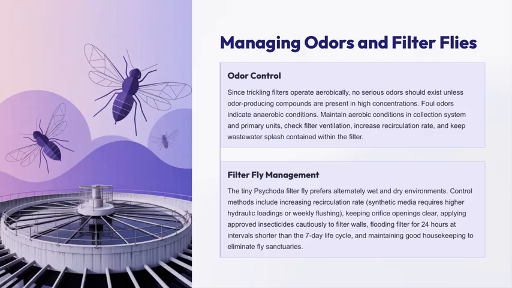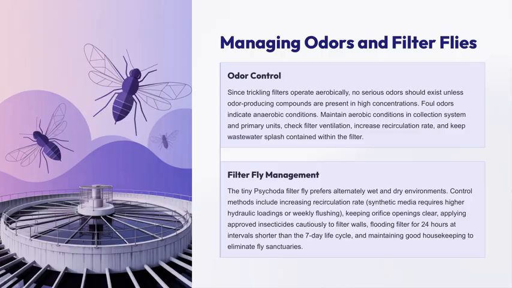Applying approved insecticides carefully to the filter walls can help, but should be done cautiously. Flooding the filter for about 24 hours at intervals shorter than the fly's 7-day life cycle can significantly reduce their population. And finally, good housekeeping practices are essential. They help eliminate fly sanctuaries and prevent infestations. All these measures are interconnected, and by managing odors and flies effectively, we ensure the overall health and performance of the treatment process.